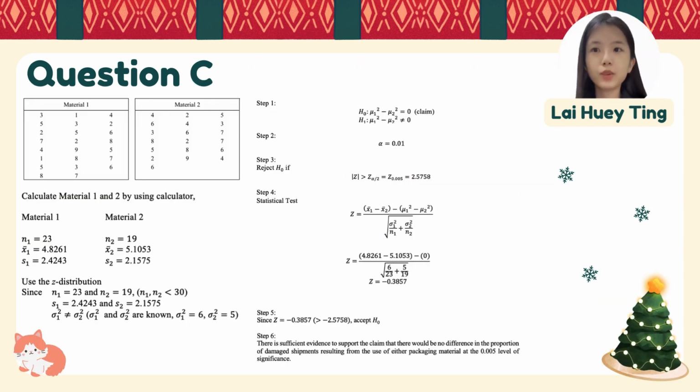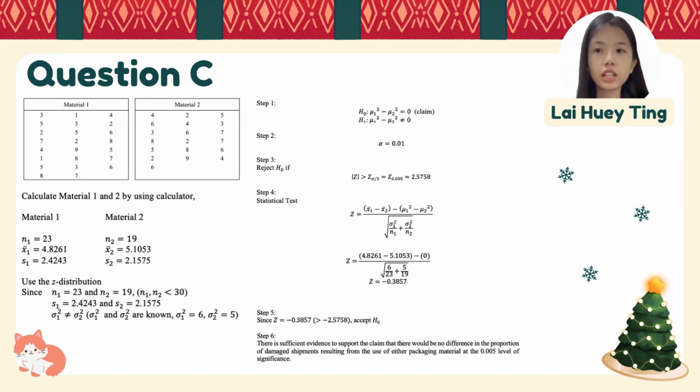For question C, we first calculate the values for material 1 and material 2 using the calculator. Next, we use the Z distribution since N1 and N2 are less than 30, and the population variances for material 1 and material 2 are known to be 6 and 5 respectively. We then set up the hypothesis. The null hypothesis is that the mean for material 1 is equal to the mean for material 2, and the alternative hypothesis is that the mean for material 1 is different from the mean for material 2.